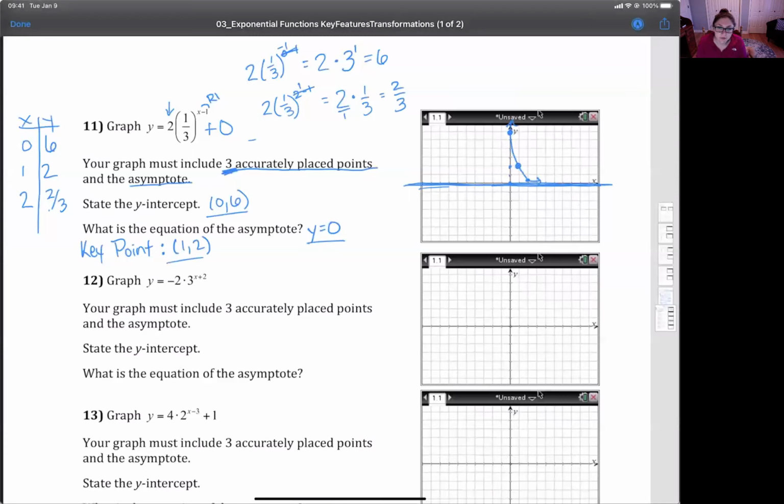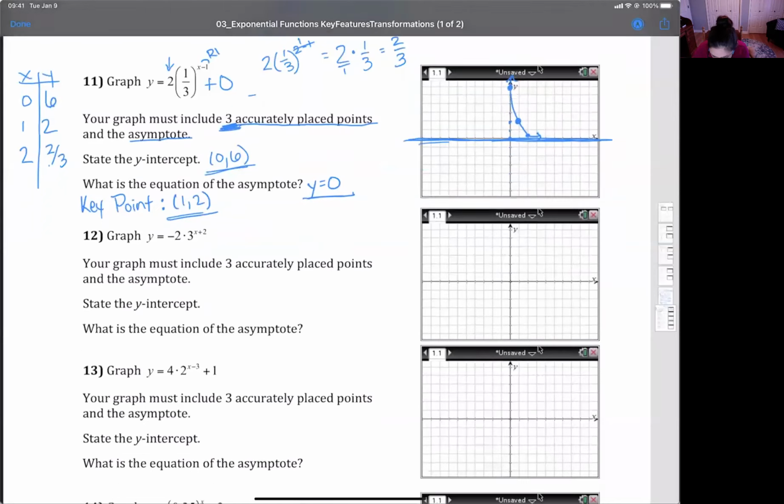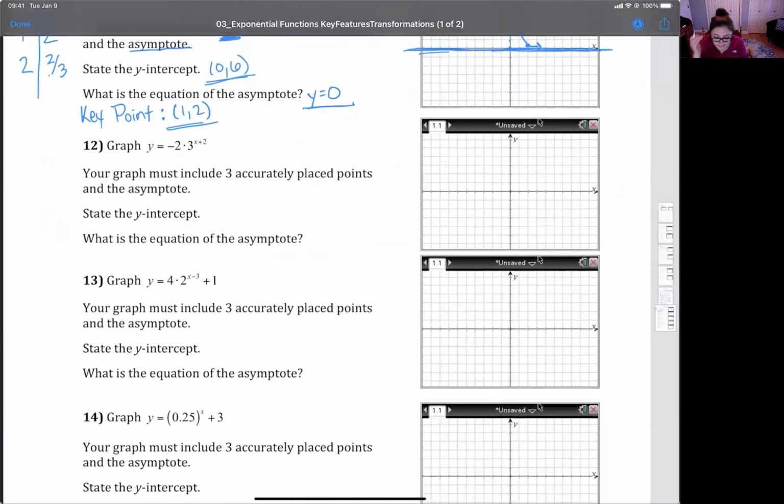You guys are gonna have a quick check where I'm gonna ask you to do these things. Give me a graph with 3 accurate points, state the y-intercept, graph the asymptote, and state that equation, and then give me the key point. So we just did all those things here. Now we're going to do it again with another function. So for number 12, exact same idea, just a new function.